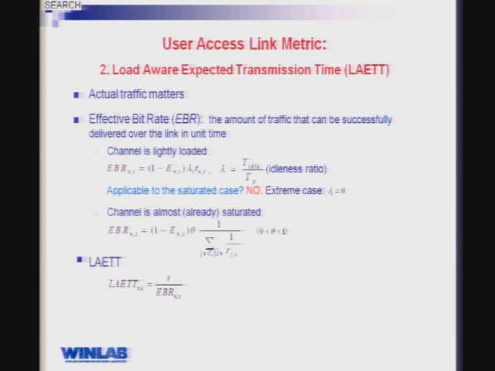So when the channel is lightly loaded, we can measure a very large idleness ratio lambda. So in this case, the idle part of the channel is sufficient to support the new traffic without interfering with existing traffic in this network. So the EBR is defined as one minus E times idleness ratio times the link capacity.